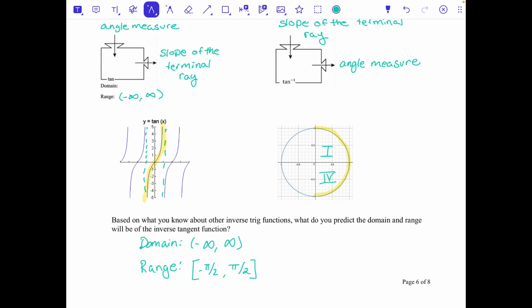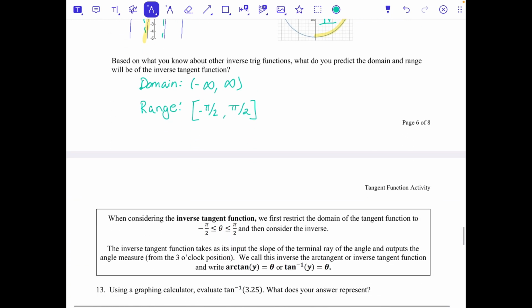And this should be something we're somewhat comfortable with now, and we're going to practice doing that in the next few problems. So first off, a little bit of just inverse tangent. So we've talked about it. Let's talk a little bit about notation.